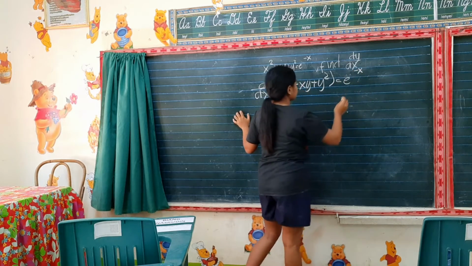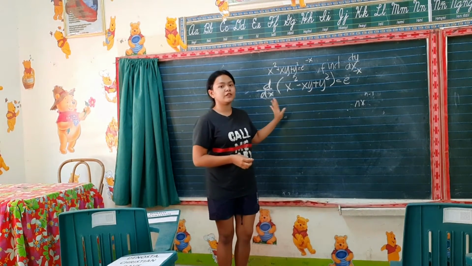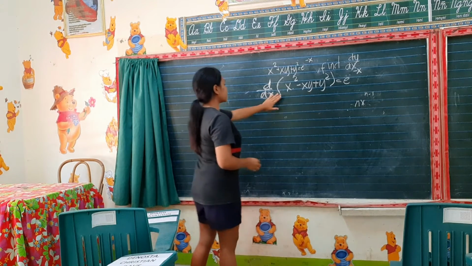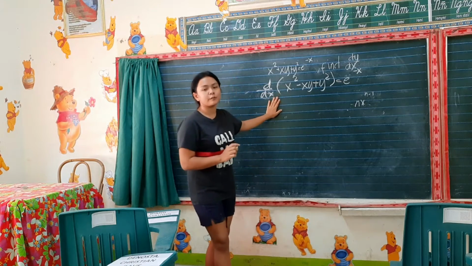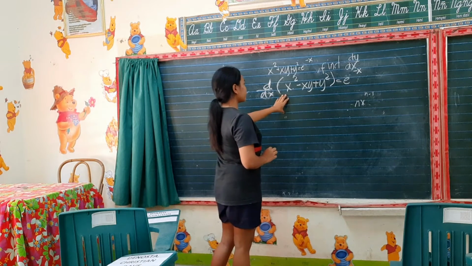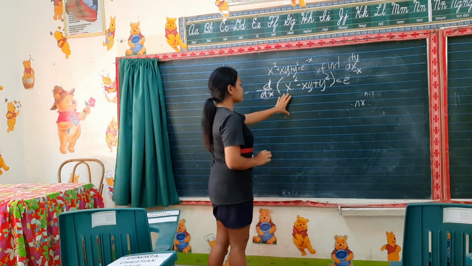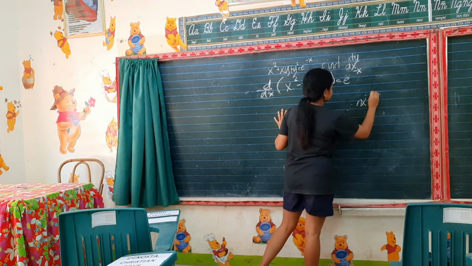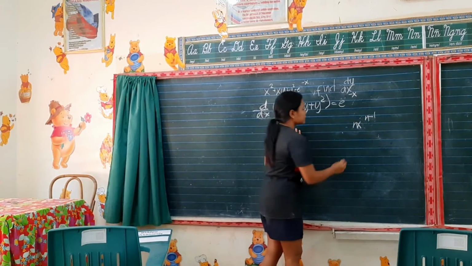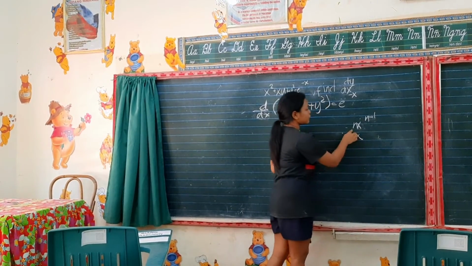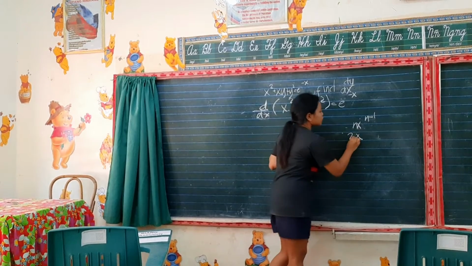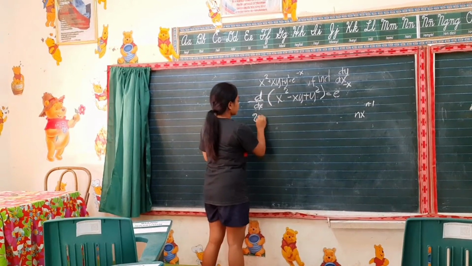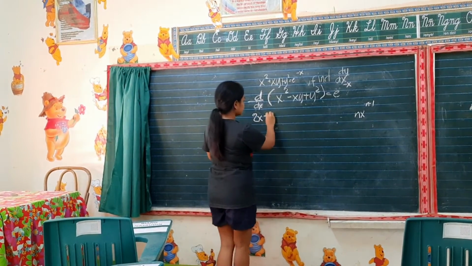negative x. Let's assume that we have distributed the d over dx into each term. In this term, we need to use the power rule because there is a power of 2. So the derivative of x squared is equal to 2x, because the power rule is nx raised to n minus 1. So write x, then our n is equal to 2. Bring down 2. 2 minus 1 is equal to 1, so no need to write the power. So write 2x, then copy the minus sign.